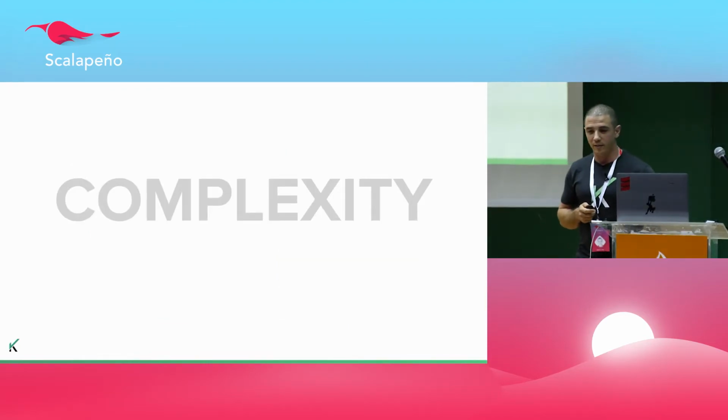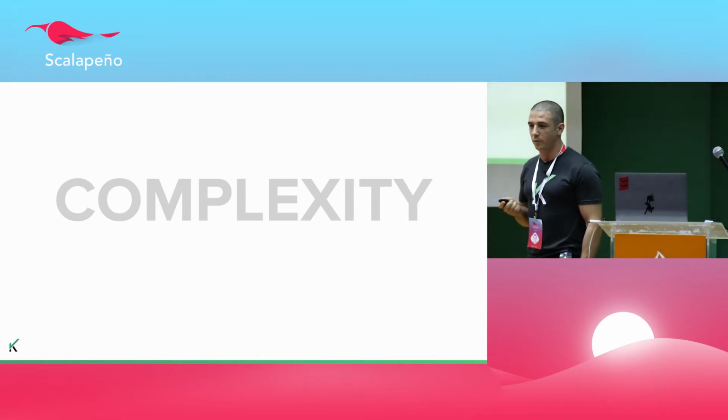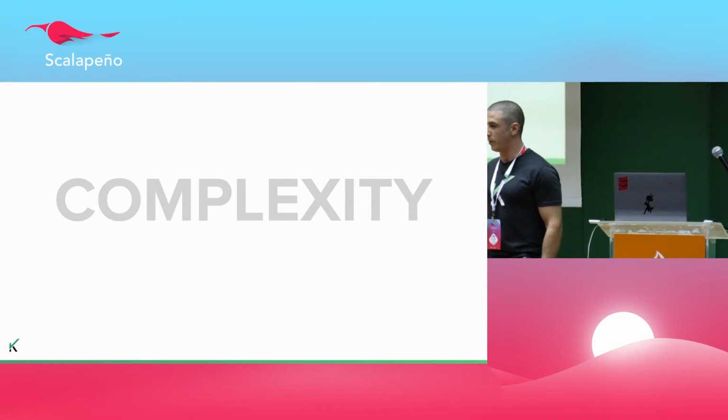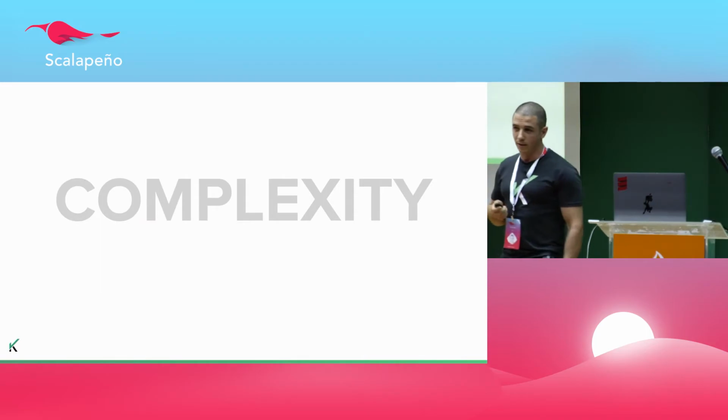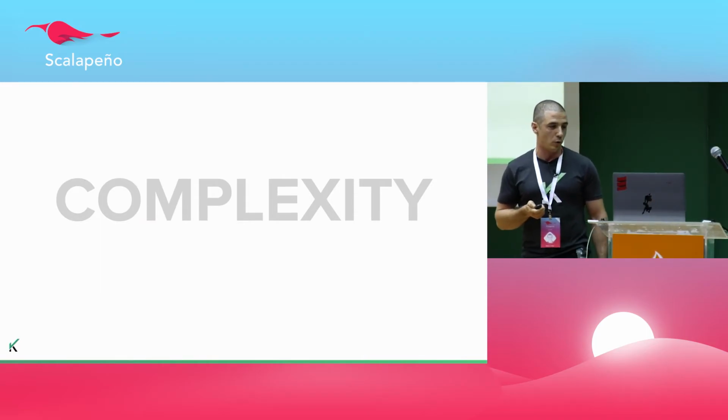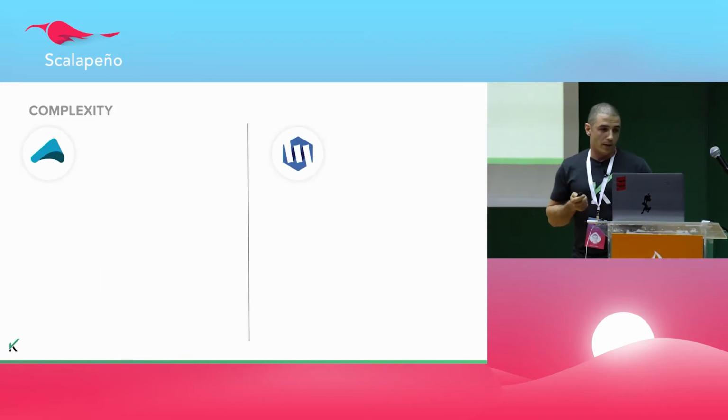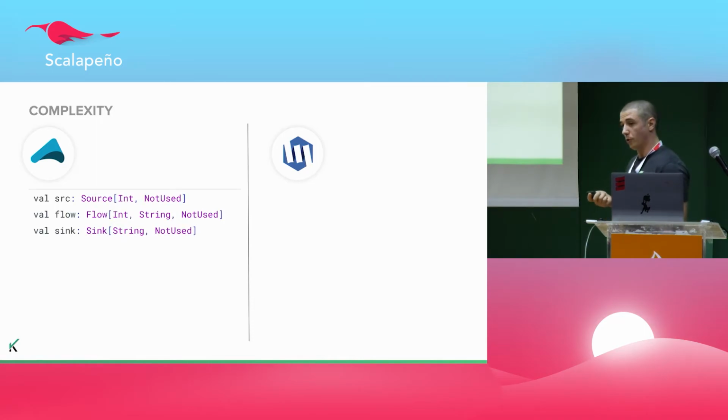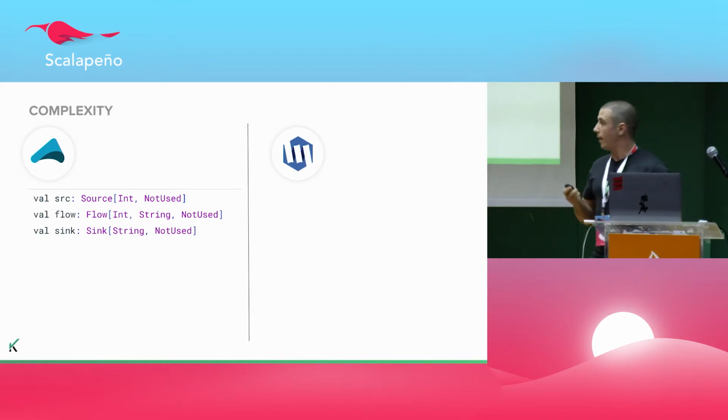Next, we're going to look at complexity. Now, I know complexity is something that is not really fair to compare, because it's something that you get used to, but I do think that there are some interesting differences here that we should look at. So we've already seen source, which is the part that produces elements into the stream. Sink is what consumes elements from the stream, and flow is what transforms values inside the stream.